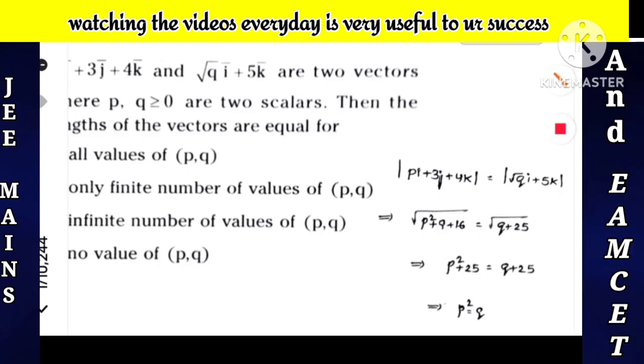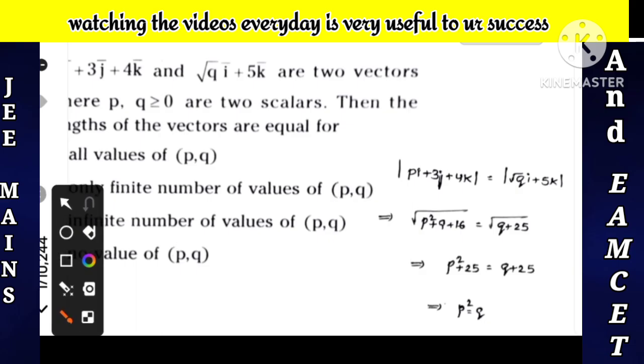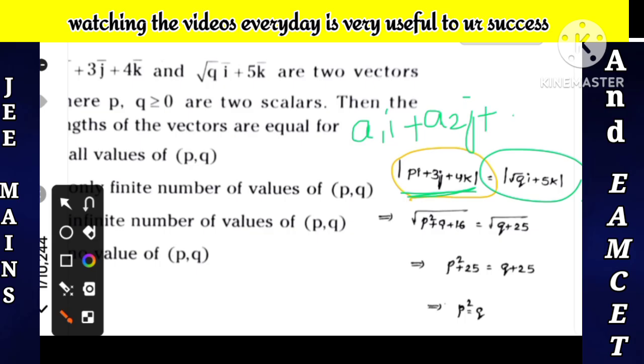That's the given question. The lengths are equal means the magnitudes are equal. So modulus of pi plus 3j plus 4k is equal to modulus of root q i plus 5k. Now what is the formula for finding the modulus value? For example, if a bar is the vector a1 i plus a2 j plus a3 k, then how do we find the modulus of this vector?